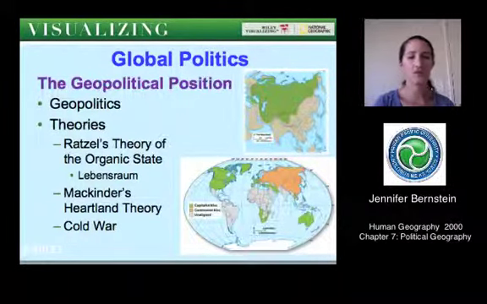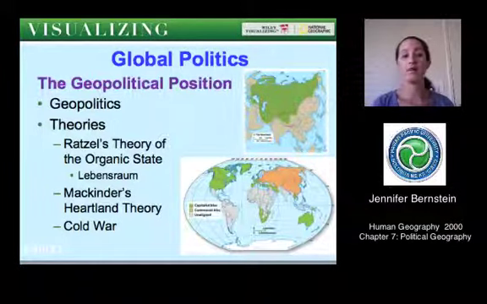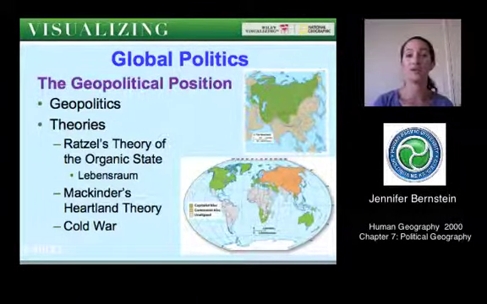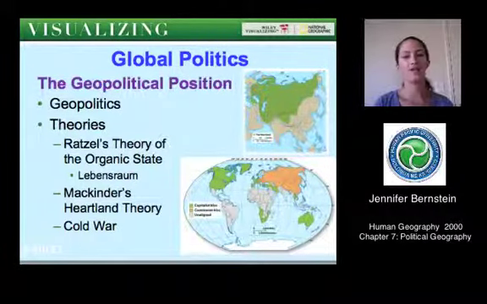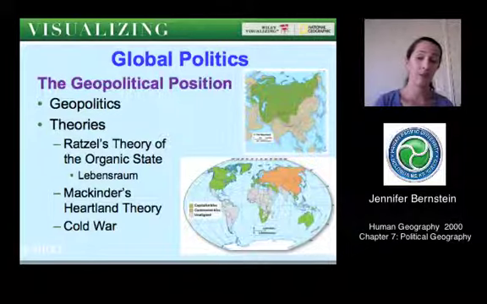Again, this is also problematic in that it's highly influenced by environmental determinism, basically seeing territory as critical to power, though he did recognize that there were other factors that went into power, such as transportation networks and the economic strength of a state. But like the theory of the organic state, it oversimplifies the dynamics of geopolitics and what creates power.